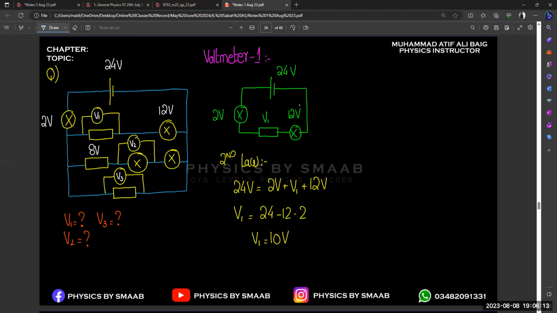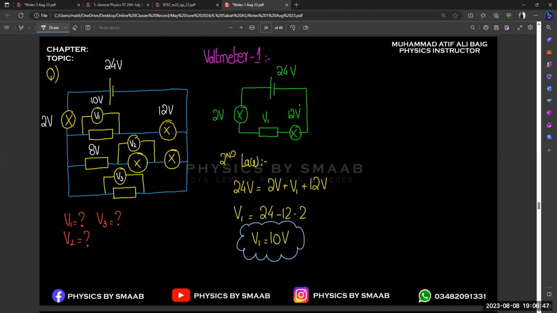And what to do for the second one? So V1 is equal to 10 volts, we know that. And then we know that 2 plus 10 plus 12, so 24, has been gone through in the first one. So in the second one, we can use the same concept, because that is also in parallel combination with the EMF or the battery, right?